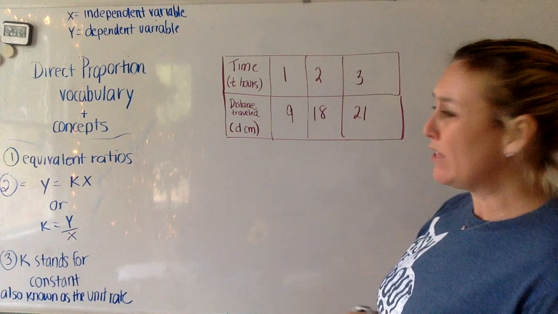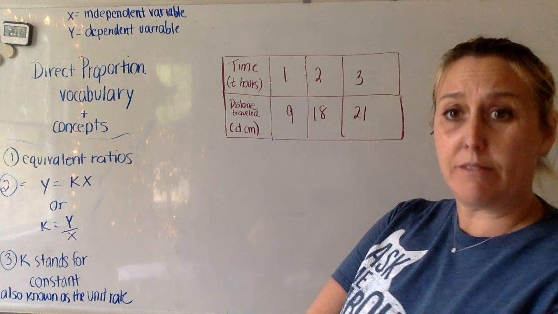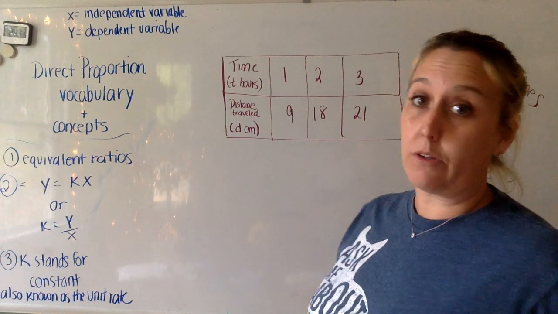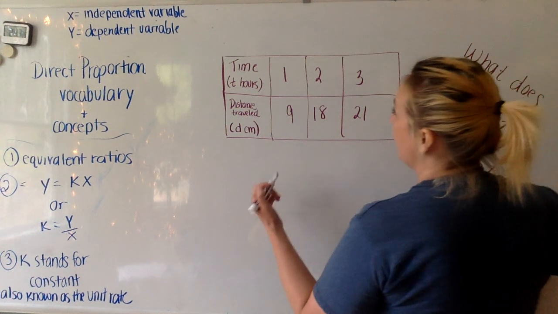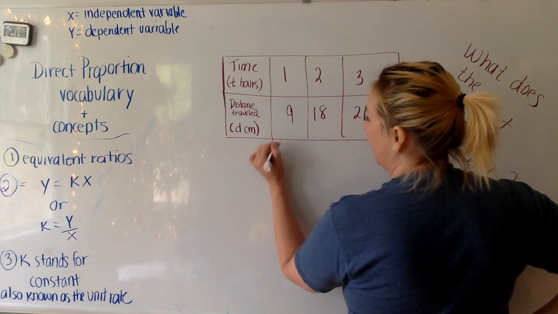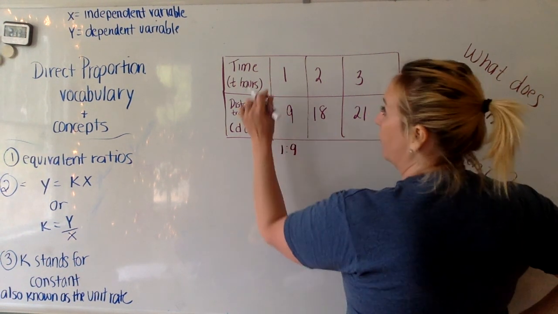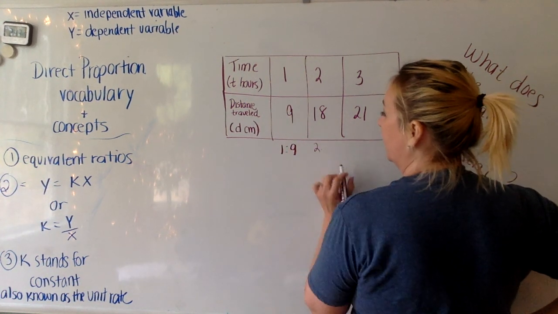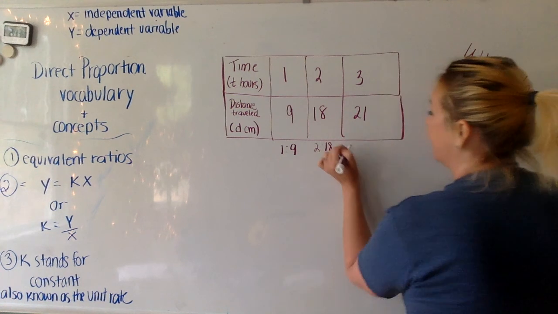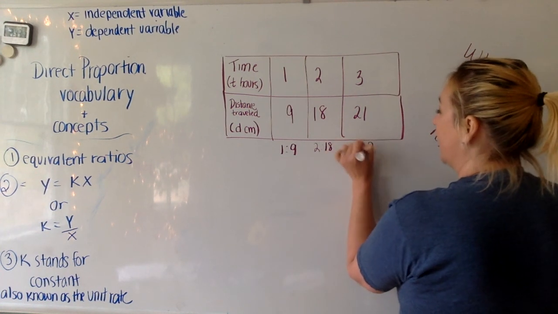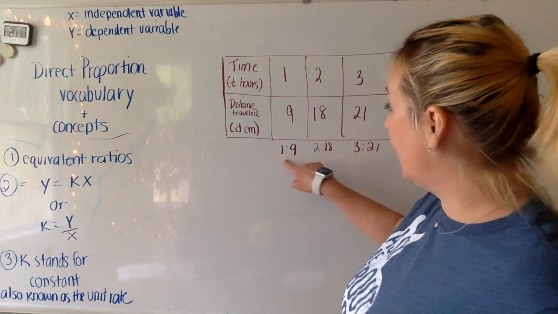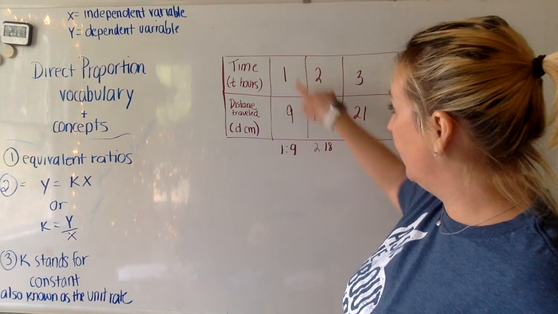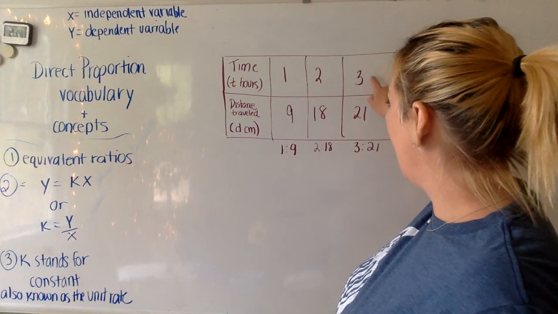So we're trying to figure out, does this have a direct proportional relationship? Remember, the first thing I tell you to do is look for equivalent ratios. So we're looking here, and it's 1 hour for 9 centimeters. For every 2 hours, 18 centimeters. And for every 3 hours, 21 centimeters. So I have set up equivalent ratios as x to y. How many hours to distance? Hours to distance.